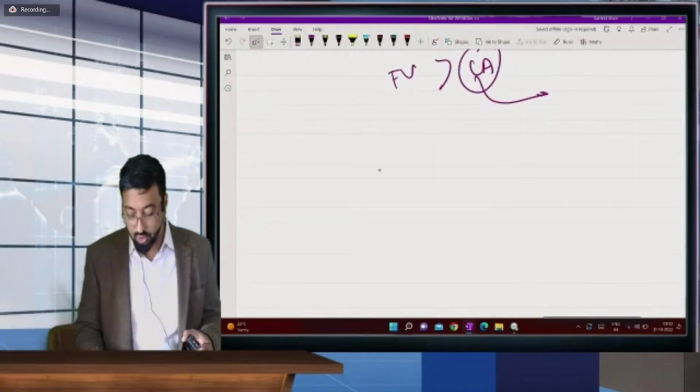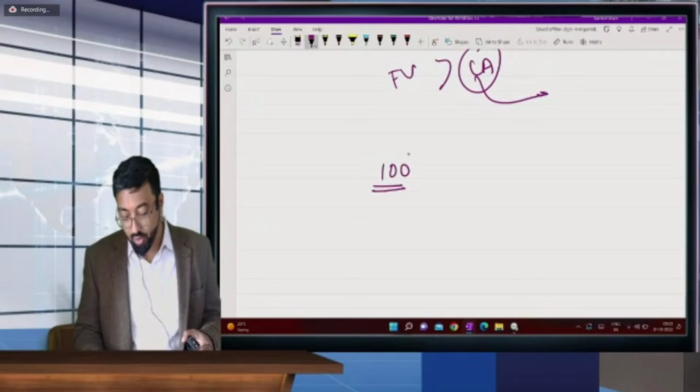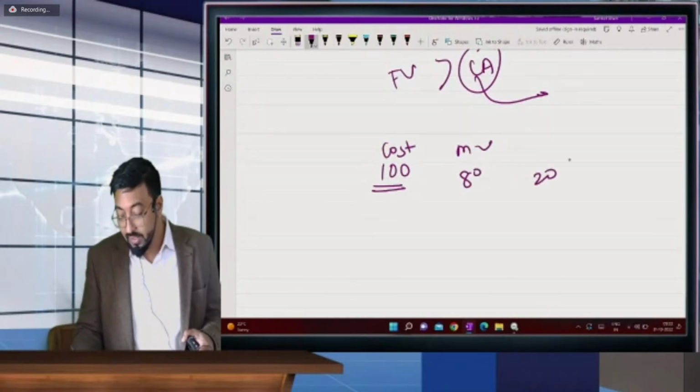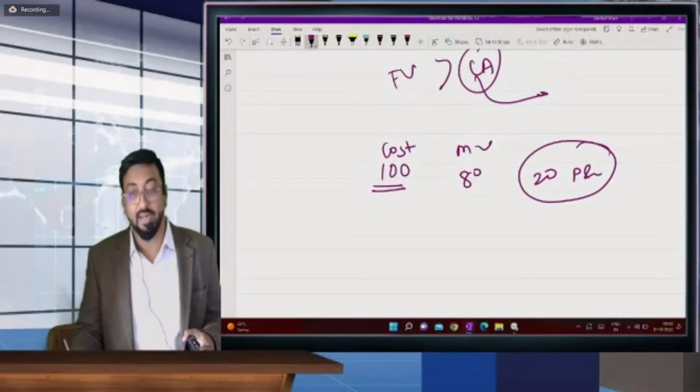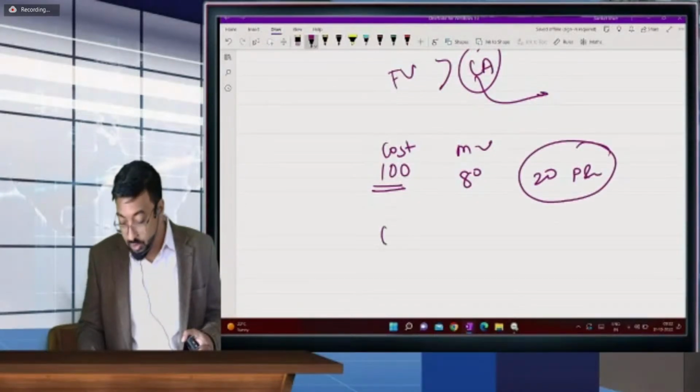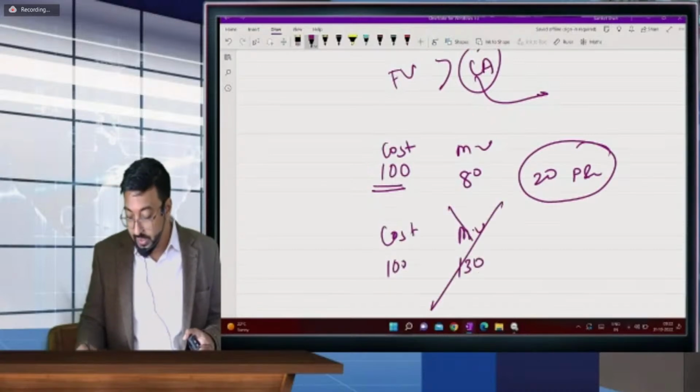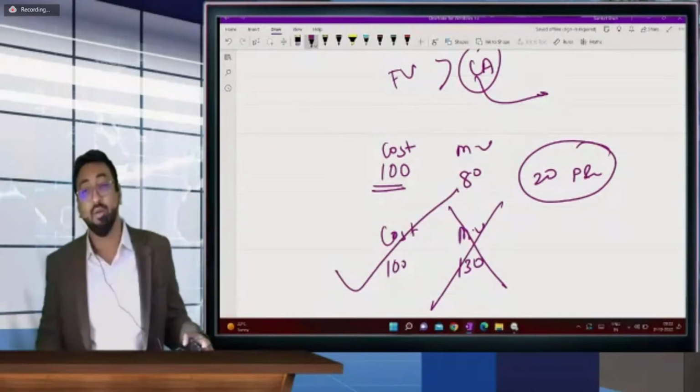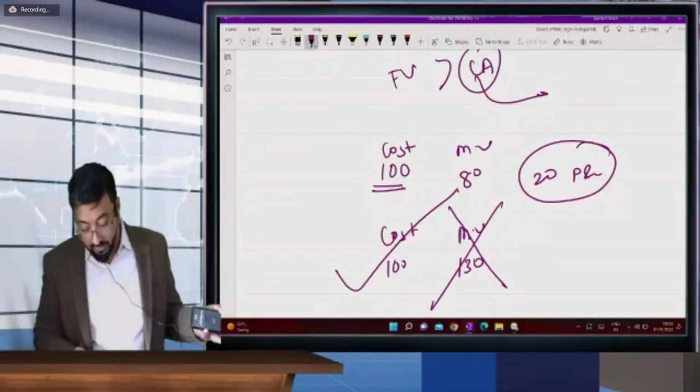For example, assume your closing balance is 100 rupees. This is a cost. And market value is 80. So 20 rupees you will adjust by P&L, reduction in the value. But suppose if your cost is 100 and your market value is 130. Now you are not showing it at market value. You are recording it at cost. So there is no need to take the difference in that case.